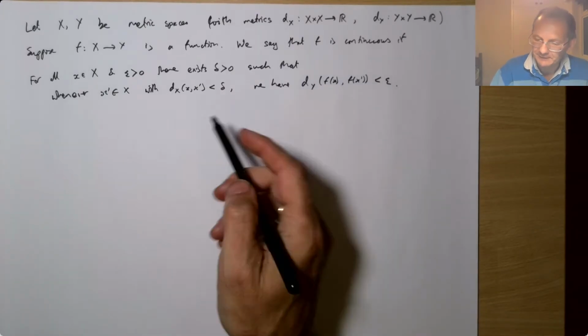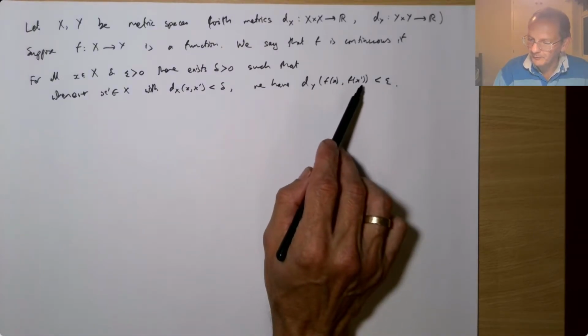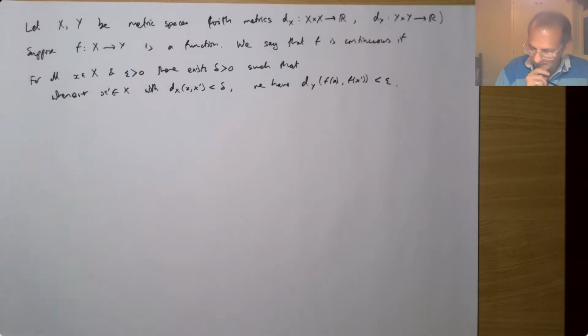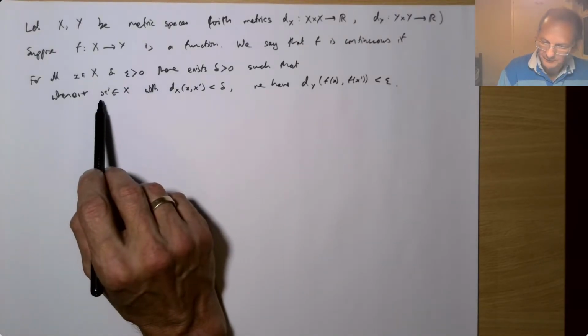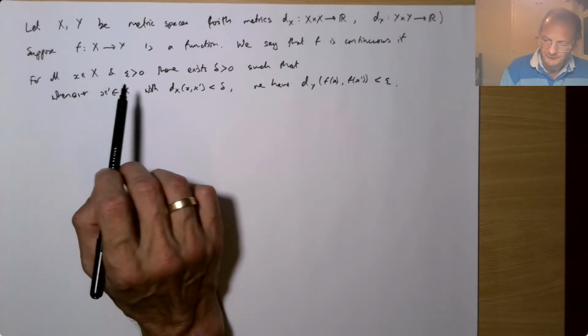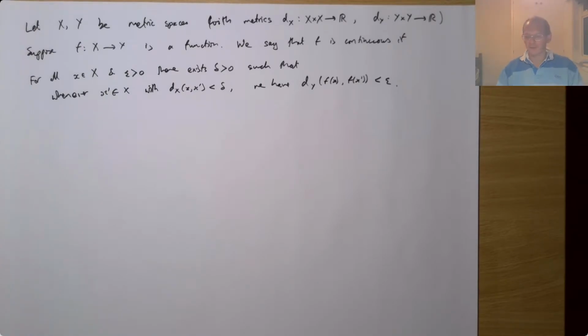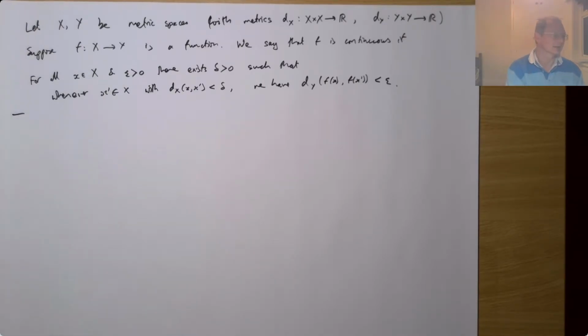So what do we mean by close? Given some epsilon greater than 0, you want f of x prime to be epsilon close to f of x, as measured by this dY. And in order to guarantee that, x prime is going to have to be close enough to x, so that closeness is measured by this delta greater than 0. So that's the standard metric definition of continuity.